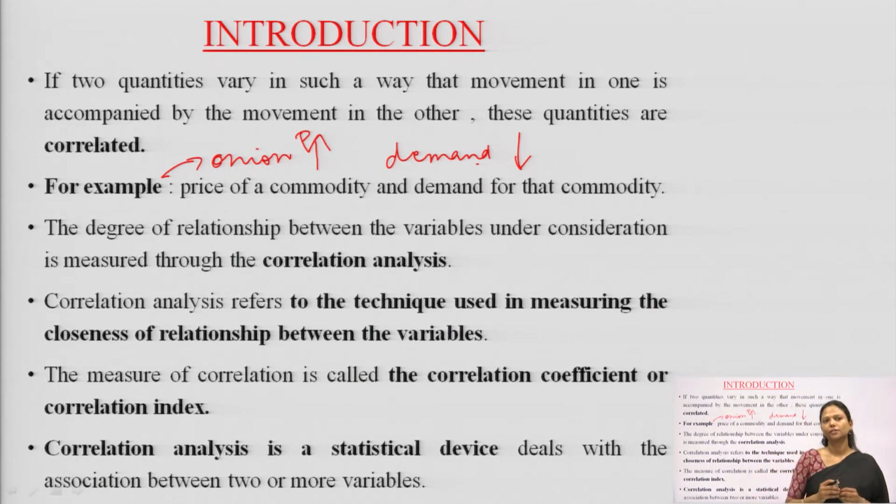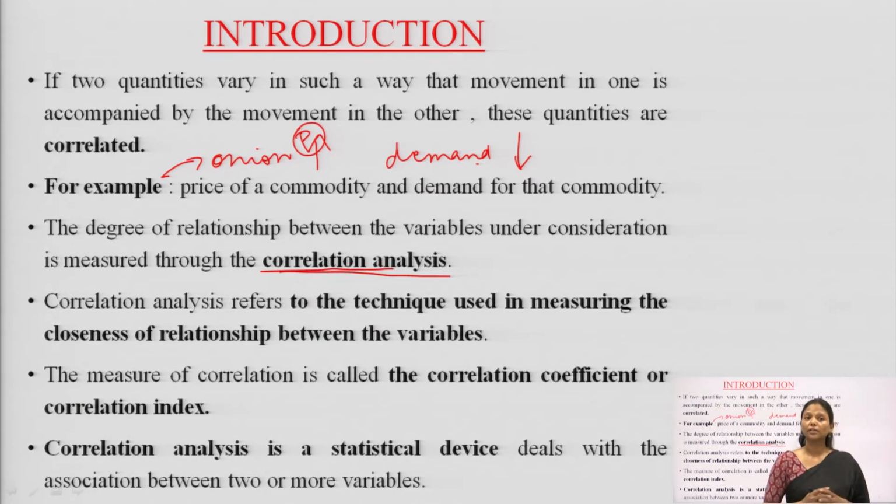The degree of relationship between the variables under consideration is measured through correlation analysis. The degree, that means what kind of relationship, how much they are dependent upon each other, how much the price of onion and the demand of onion are correlated with each other. This is studied under a term called correlation analysis.